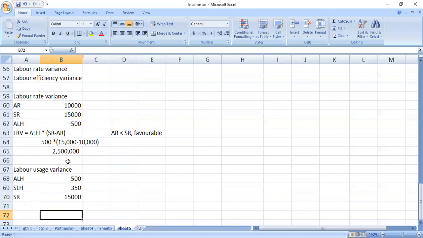Okay, so as usual, you draft the formula. We're saying the formula is labor usage variance. It's going to be standard rate, which is constant, times big. What is big? Big is actual labor hours minus small, which is standard labor hours.